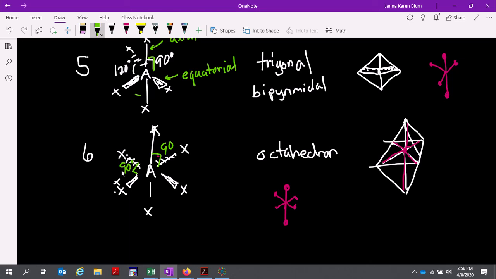All right, so practice these. Practice finding your electron groups and identifying the basic electronic geometry around a central atom. In the next video we'll talk about the difference and how we characterize whether it's a bonding group or a lone pair group and how that affects our shapes.